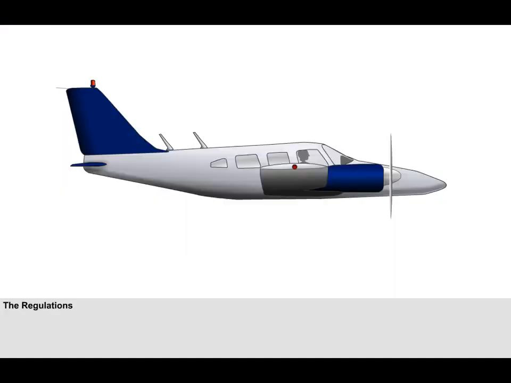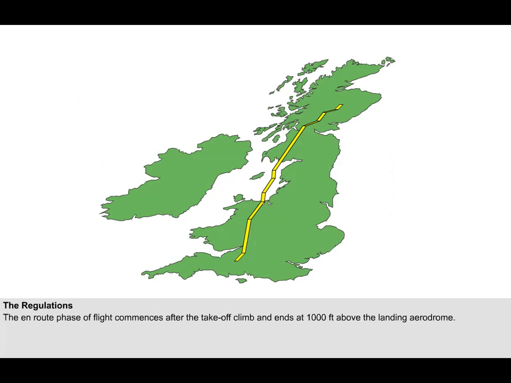This lesson will focus on the Class B multi-engine performance requirements for the en route and descent stages of flight. Essentially, the en route part of the flight is considered to be from 1,500 feet above the airfield from which the aeroplane has taken off to 1,000 feet above the destination airfield.